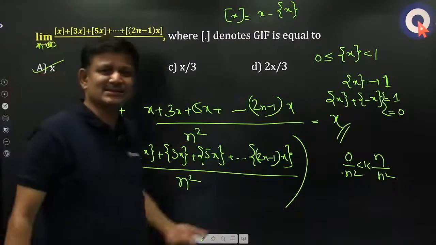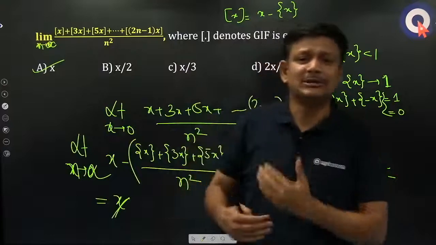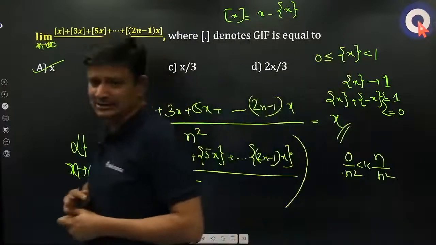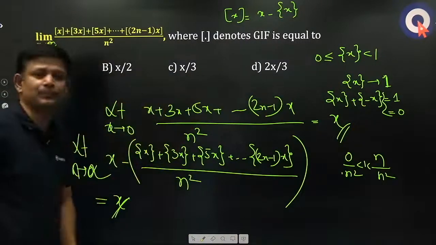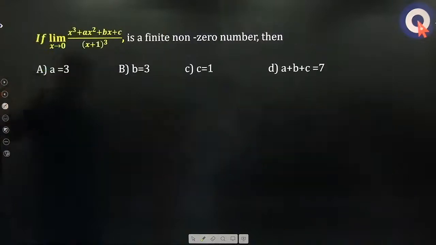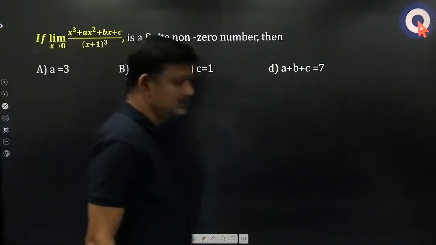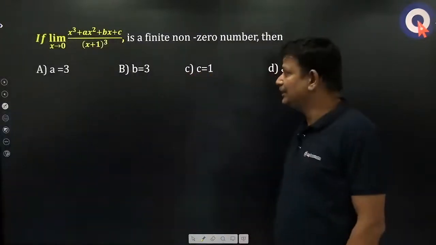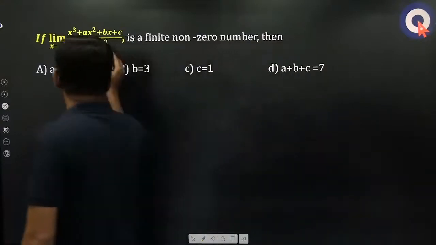Now here, in place of x, they may give some other function. So whatever the function be, this should be your approach. Okay. This is a very simple question. Limit x tending to 0. What is the denominator becoming?